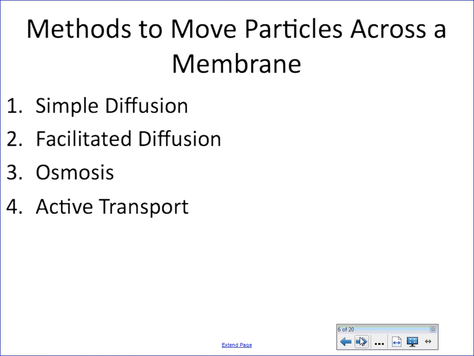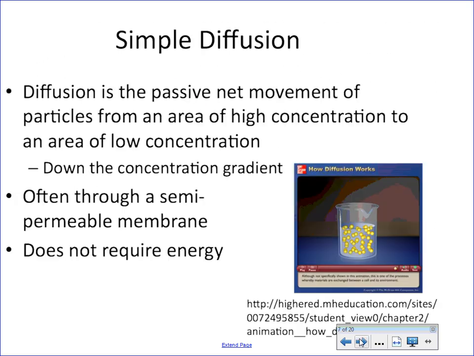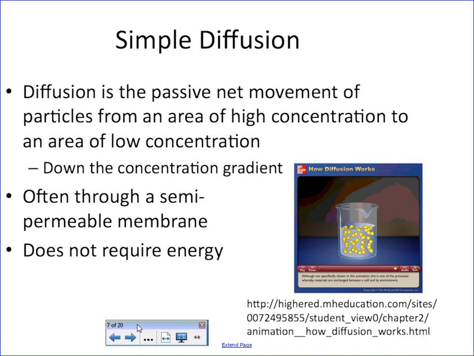There are other ways that the cell will get materials in and out or move them across that cell membrane. These include the processes of simple diffusion, facilitated diffusion, osmosis, and active transport. The first process is simple diffusion, and understanding simple diffusion will set up our understanding for the other processes of getting stuff in and out of the cell.